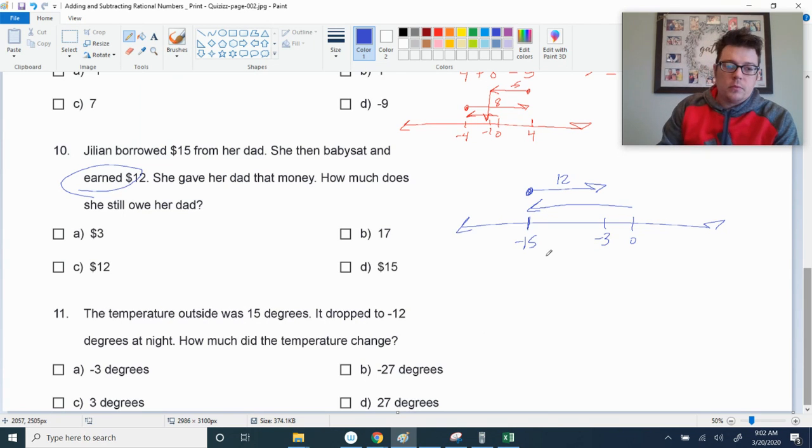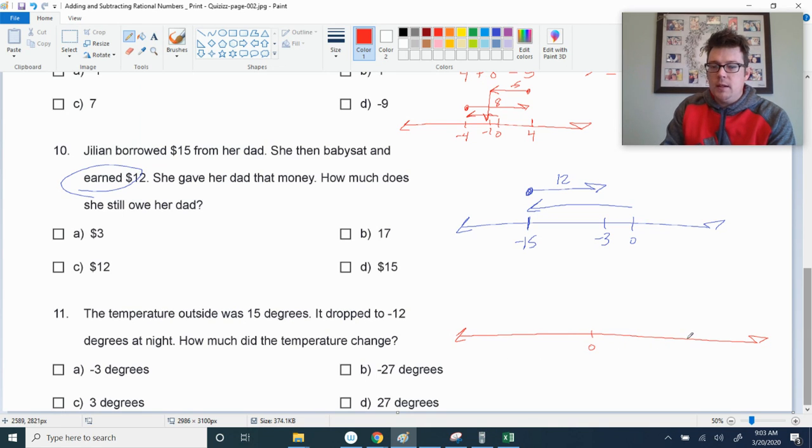So the temperature outside was 15 degrees. It dropped to -12 at night. How much did the temperature change? That's a big temperature change. This is not a small change. It's going to be one of these, right? And without even drawing this, you could say, okay, it dropped, so it's got to be the negative one. So I'm already leaning toward B. But to show you why it's B and not the others, let's look at a visual of it.